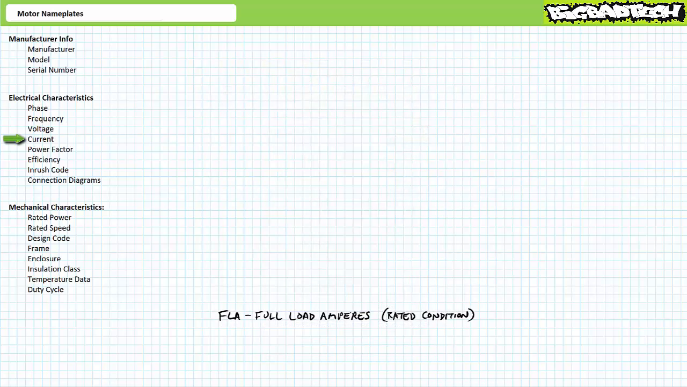Again, I must remind you the current entry in a motor nameplate specifies the amount of current drawn by the motor when the motor is operated at the rated condition, or to use a similar term, fully loaded. For this reason, rated current is sometimes referred to as full load amperes, or FLA.